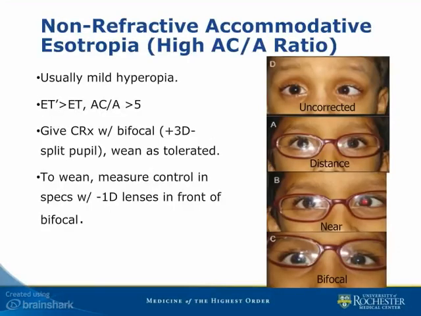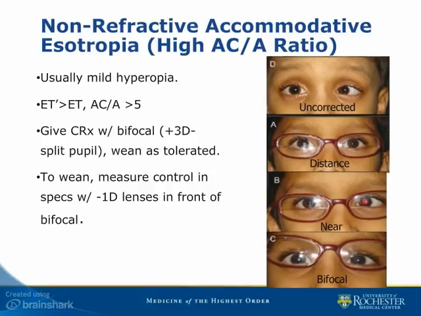This next group of patients is what we call a high ACA ratio esotropia. The BCSC has the rather longer term non-refractive accommodative esotropia. These patients usually have mild hyperopia and sometimes even are myopic, and they typically have an esotropia that's greater at near than distance, and their AC/A ratio is high, greater than 5.